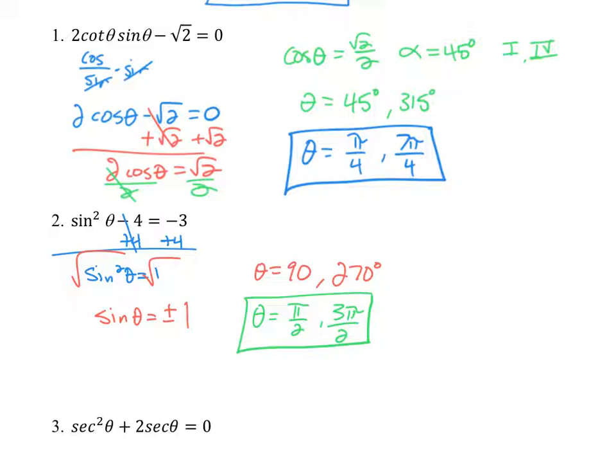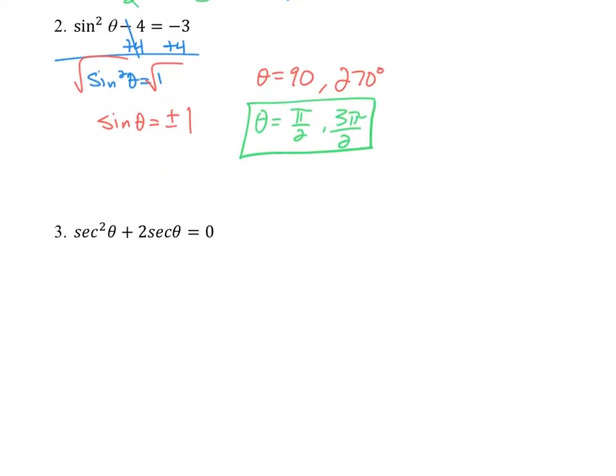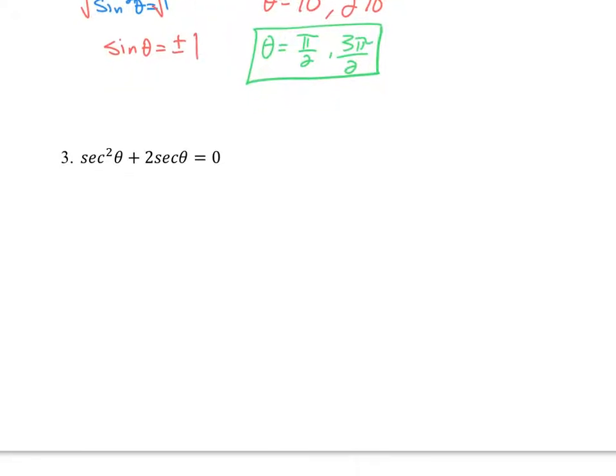Okay, and let's look at a third example here. So we've got secant squared. How do we work with this one? We can factor in this one. We can factor out a secant from both those terms. And now that we've factored it, the factors can be set equal to 0. So now we can write out secant theta equals 0 and secant theta plus 2 equals 0.